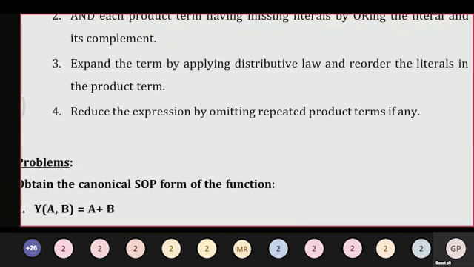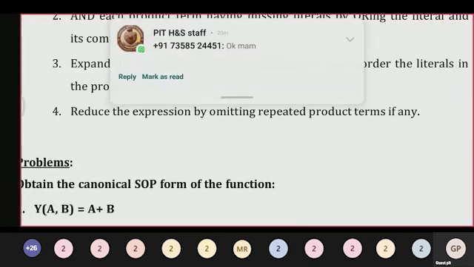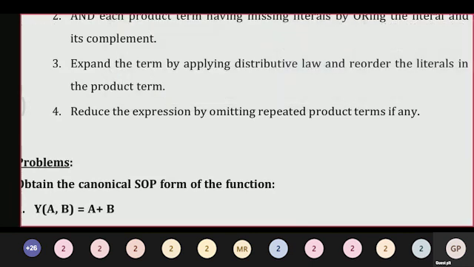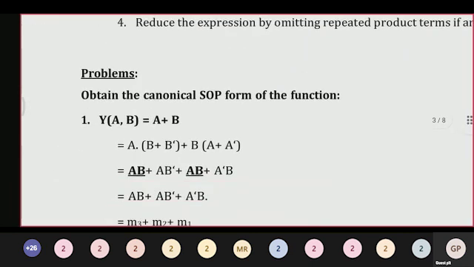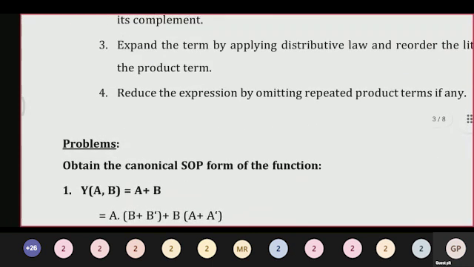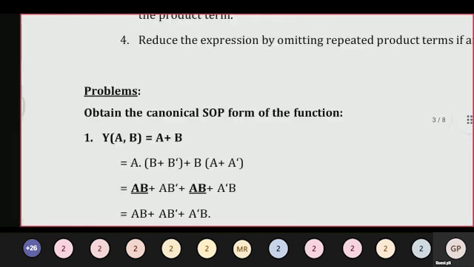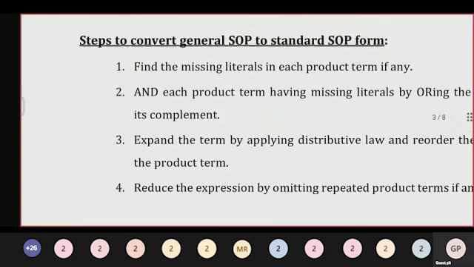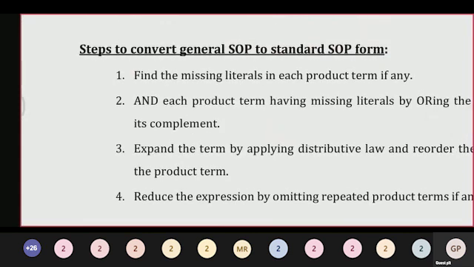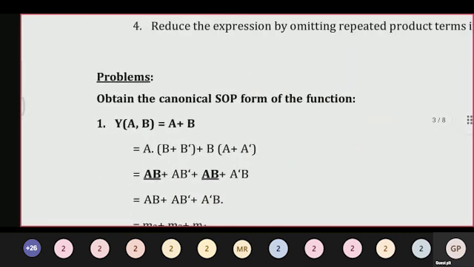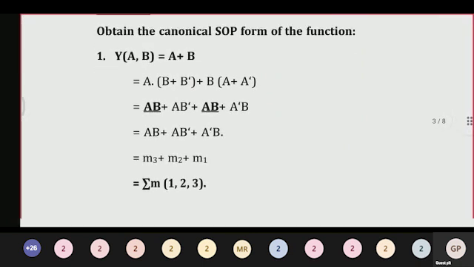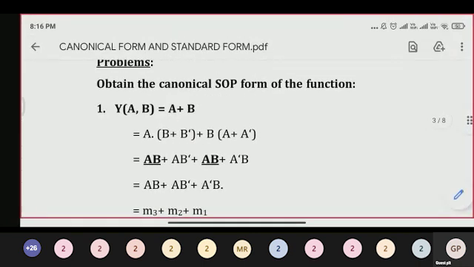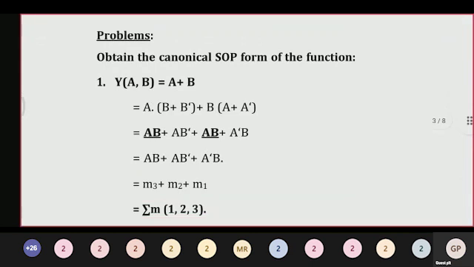If there are any repeated product terms in your expression, you need to reduce them. If any product terms are repeating, you need to take only one product term. Then only you can reduce the expression. These are all the four steps you need to follow when you convert SOP into standard SOP form. Now let's see the problem. Obtain the canonical SOP form of the function y of a, b is equal to a plus b.